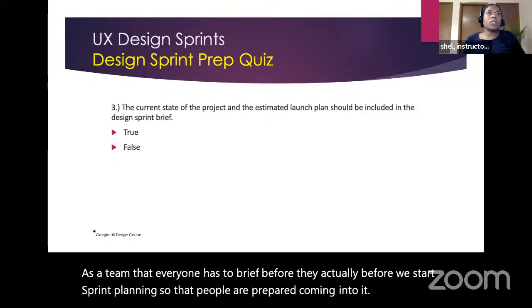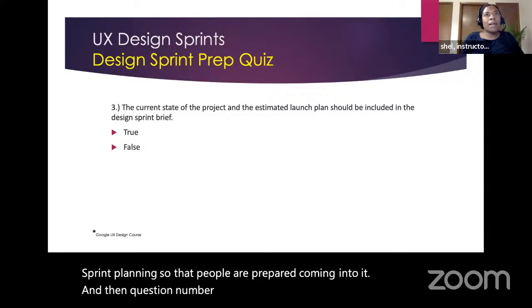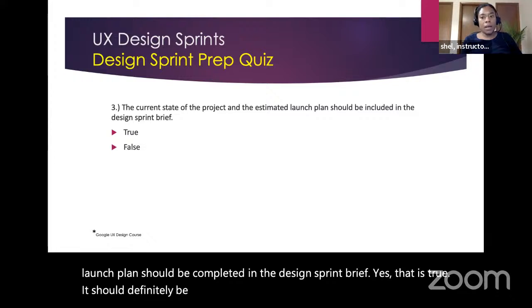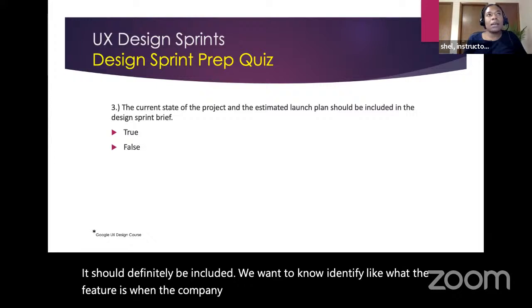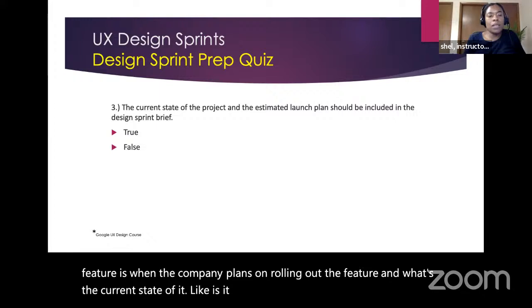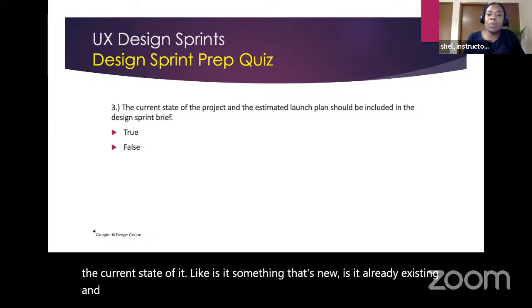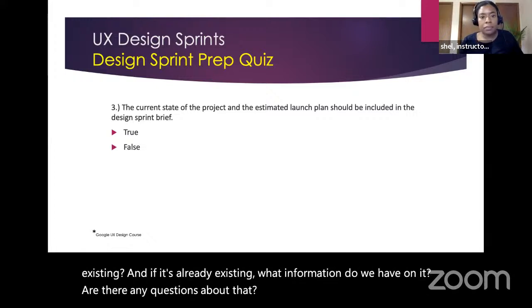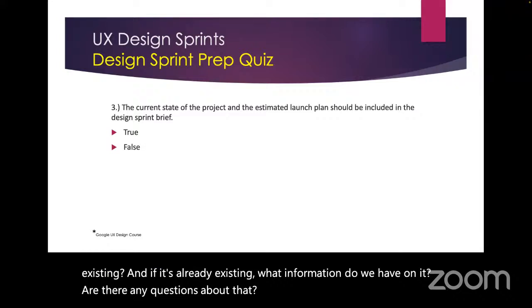And then question number 3, the current state of the project and the estimated launch plan should be completed in the design sprint brief. Yes, that is true. It should definitely be included. We want to identify what the feature is, when the company plans on rolling out the feature, and what the current state of it is. Is it something that's new? Is it already existing? And if it's already existing, what information do we have on it? Are there any questions about that? No. Okay.